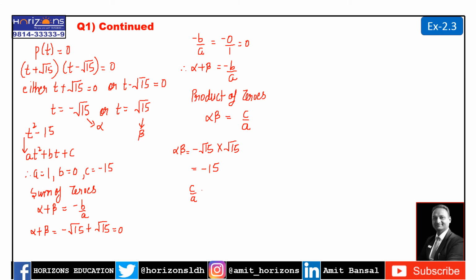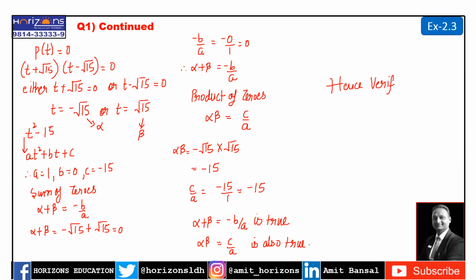And if we take c upon a, c is minus 15 and a is 1. So c upon a is also minus 15. So obviously alpha plus beta is equal to minus b upon a is true, and alpha beta is equal to c upon a is also true. So friends, this is how we can verify the relationship between zeros and the coefficients. Right?